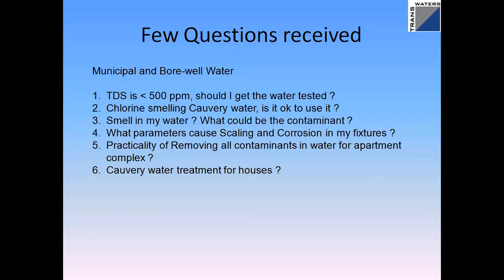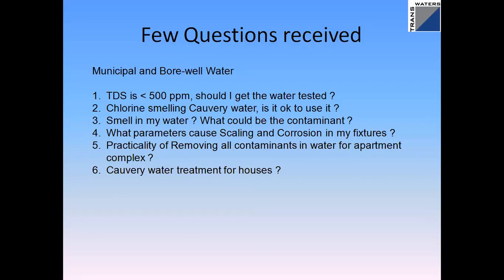What parameters can cause scaling and corrosion in my fixture? See, scaling and corrosion are two entirely different topics. Scaling is because of salts getting deposited. Corrosion is because of leaching of your metal surface by oxidation of your metal surface. Scaling can be because of salts, calcium carbonate, magnesium carbonate, other salts in the water. Corrosion could be because of pH, chloride, sulfate, CSMR ratio, and LR ratio.